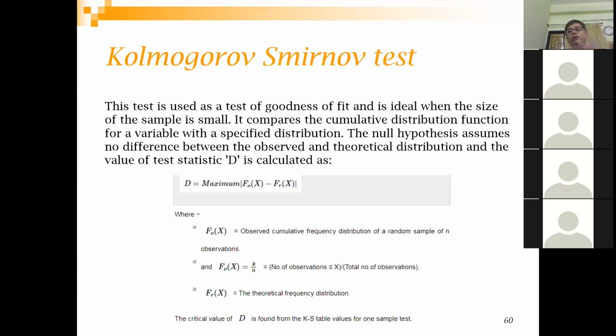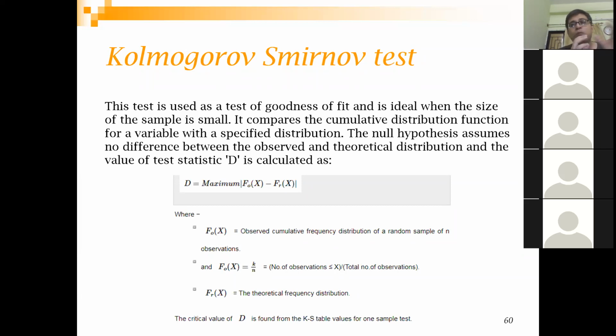So basically, let me say it very simply. PP plot and QQ plot are both visualization techniques to understand whether the data is normal or not.